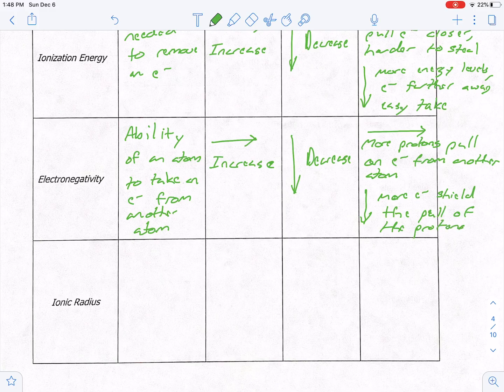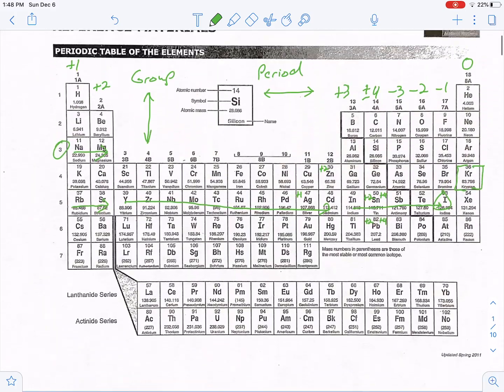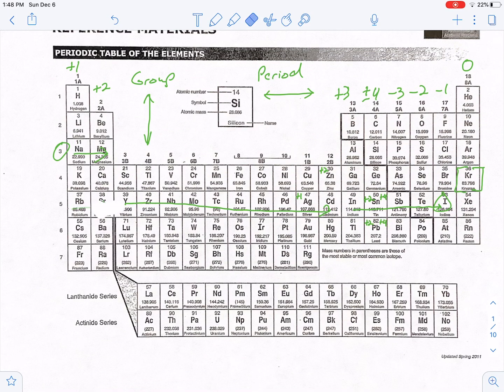Okay, so before I go into ionic radius, I'm just going to go back up to the periodic table just to explain that again, so just briefly. So let me clear that up.